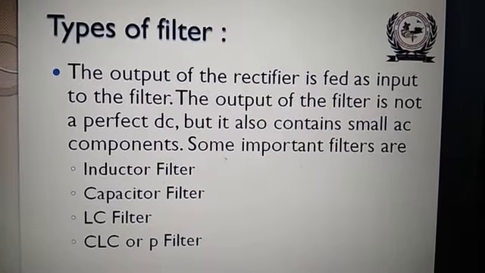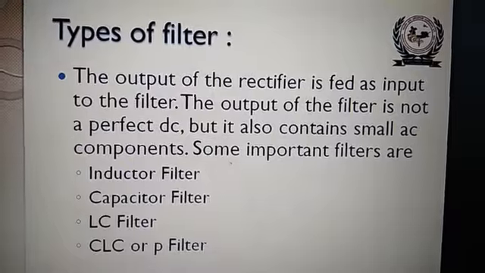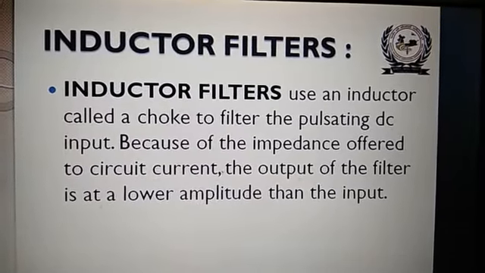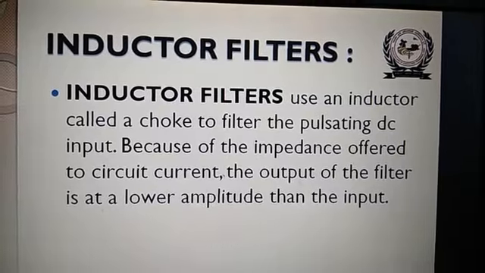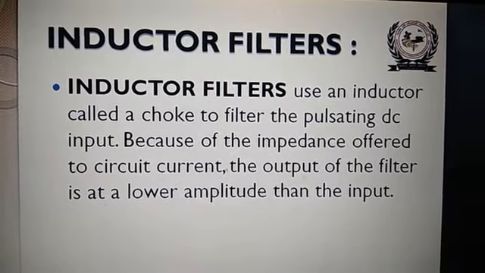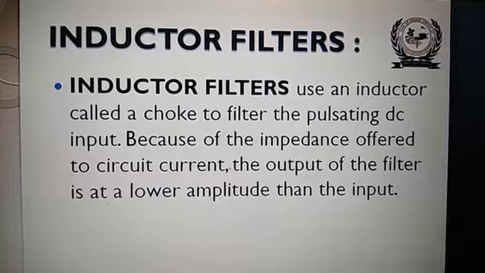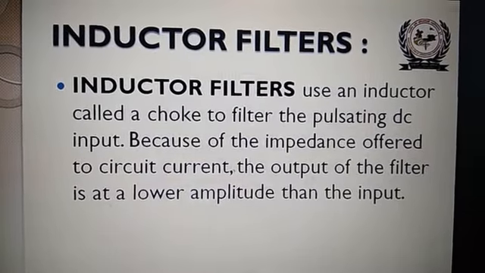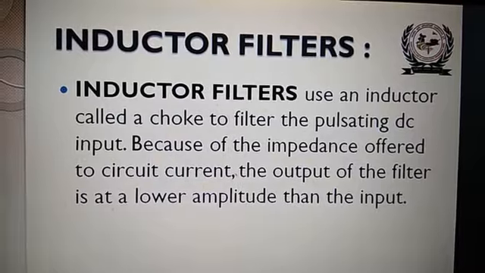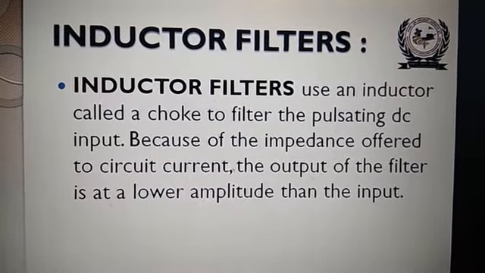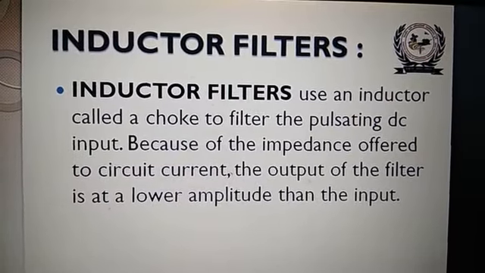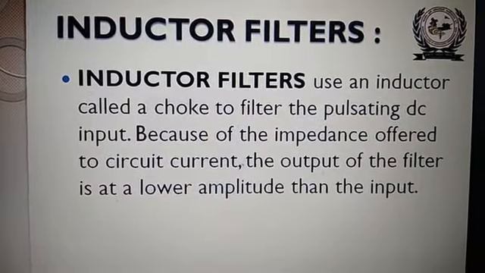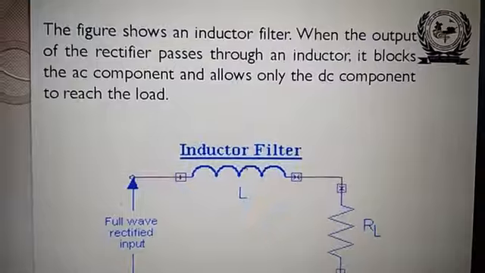So these are the types of filters which can be used after the rectifier. Now, the inductor filter. Inductor filters use an inductor, called a choke, to filter the pulsating DC input. Because of the impedance offered to the circuit current, the output of the filter is at a lower amplitude than the input. This is the function of the filter.